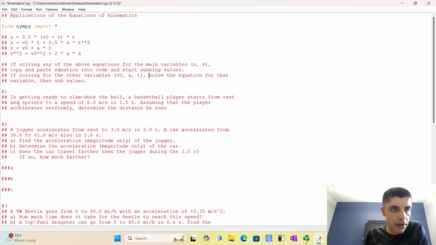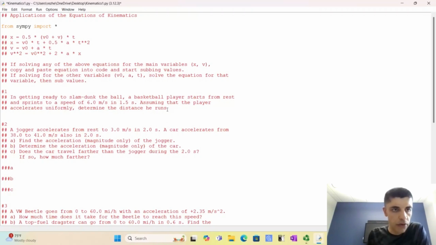All right, so with that said, let's do number one. This is a kinematics problem. It says, in getting ready to slam dunk the ball, a basketball player starts from rest and sprints to a speed of 6 meters per second in 1.5 seconds. Assuming that the player accelerates uniformly, determine the distance he runs.